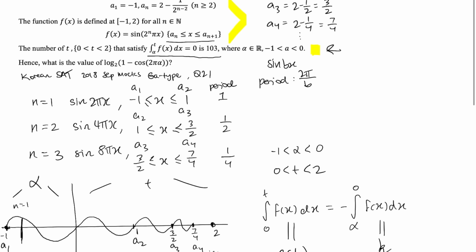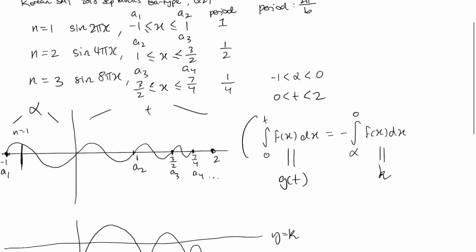So if we go back to the question, it tells us that the number of t that satisfy this equation, which we've changed a little bit but it's the same thing, is 103. Let's unpack that a little bit. First, we'll move back to our original graph. Our original graph is here. I'll just write here, number of t is 103. Okay, so for example, if alpha was here, let's set alpha to be here.